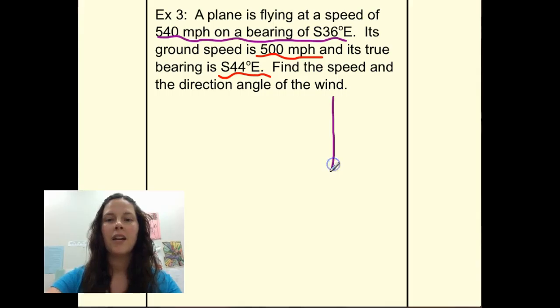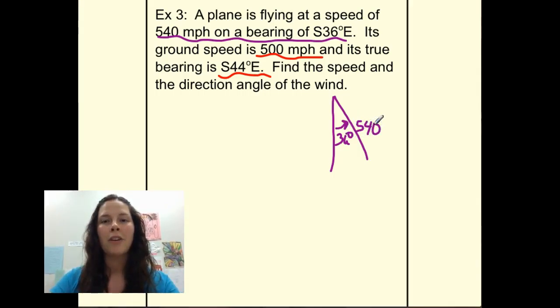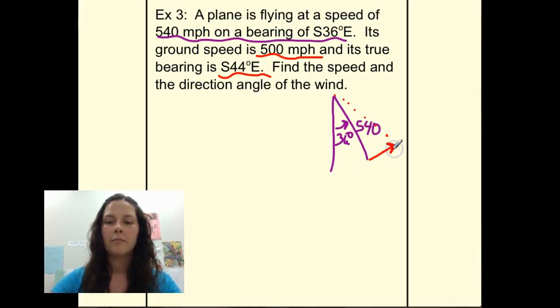First of all, the plane is flying south 36 degrees east, meaning 36 degrees east of south, with a speed of 540 miles per hour. We'll call our magnitude 540 and just assume it's been traveling 1 hour for the sake of ease for working with this problem. But the wind is pushing it slightly off course. We'll call this W since it's the wind vector. And it is pushing it to an angle of 44 degrees, and it slowed its speed down to 500.